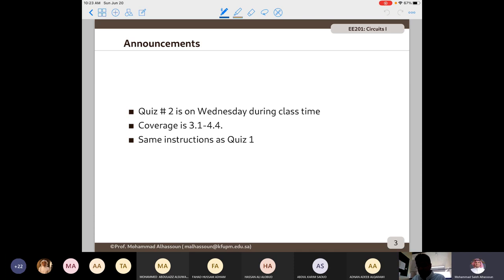Quiz one grades were posted, and the average is 67%, which is a reasonable average. Anyhow, if you did well, this is good. Please continue doing that. If you did not do well, this is your first quiz, so don't underestimate yourself. You have four more quizzes to recover. You have a midterm and you have a final exam.